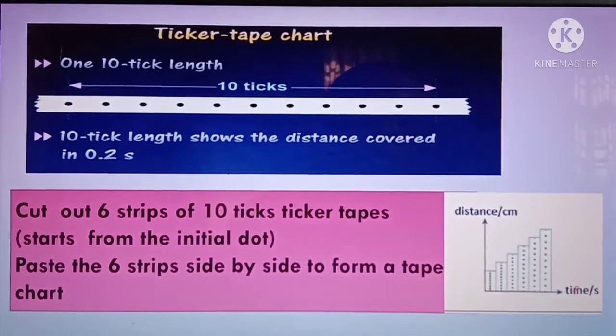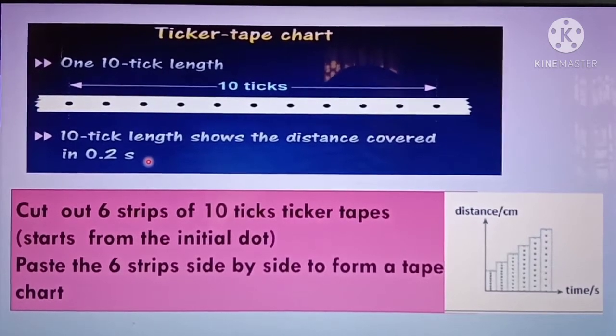Actually from the tape chart we also can determine speed, velocity, distance travelled, acceleration, okay, based on the tape chart. So for this 10 tick length, the time taken equals 10 times 0.02. So the time taken is 0.2 second. So meaning the first strip, time taken 0.2 second, second also 0.2, third also 0.2, fourth 0.2, fifth 0.2, sixth 0.2. Because the time taken for one tick is always constant.